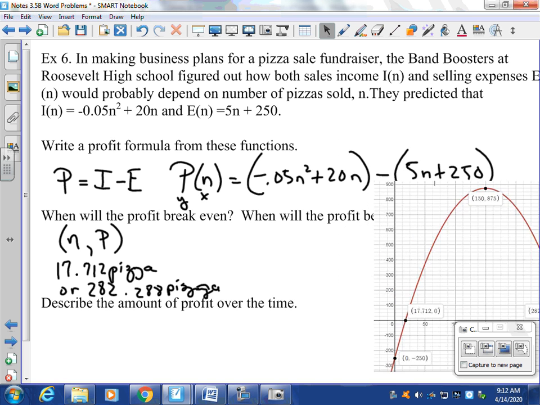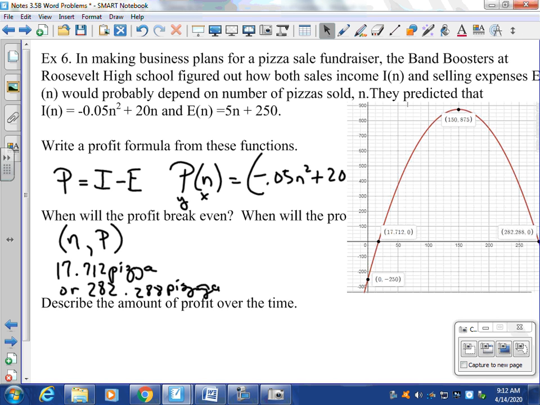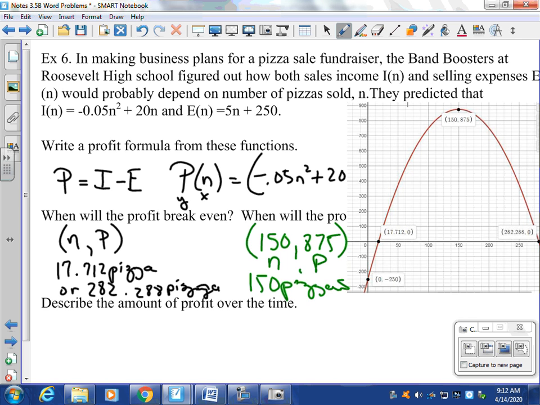Now, what's the next question? When will the profit be at the maximum? Well, when will that happen? Let's talk about this point. What does this maximum point mean? So this is N and this is P. So when you sell 150 pizzas, you will make $875 in profit. And that is the most you're ever going to make on this particular fundraiser. So you would not want to really buy any more than 150 pizzas because you will not make as much profit.